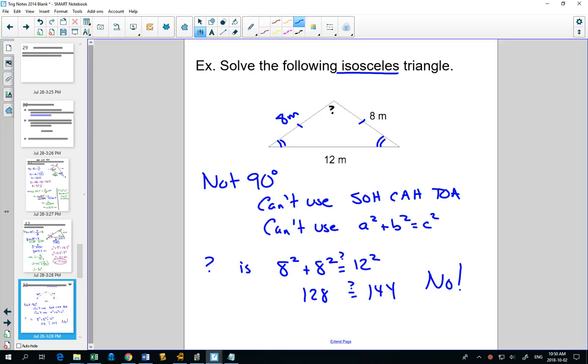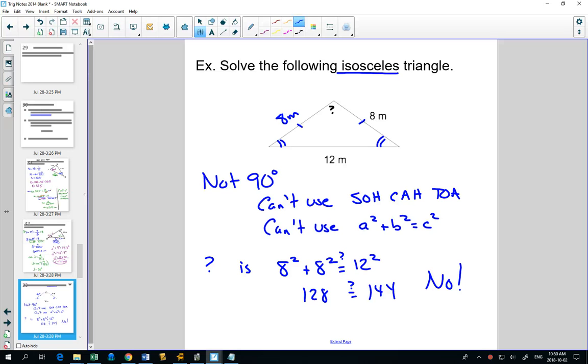a 90-degree angle. We can use that angles in a triangle still add up to 180 degrees. If we knew one of the angles, we could find the rest, but we do not. So currently, unless we get creative, we can't solve this triangle.